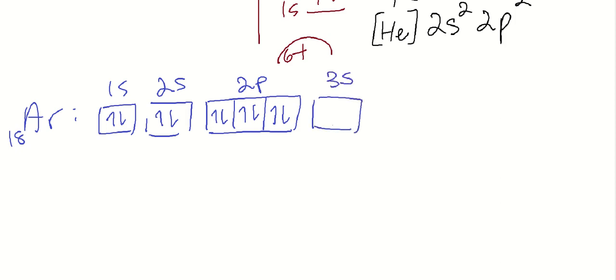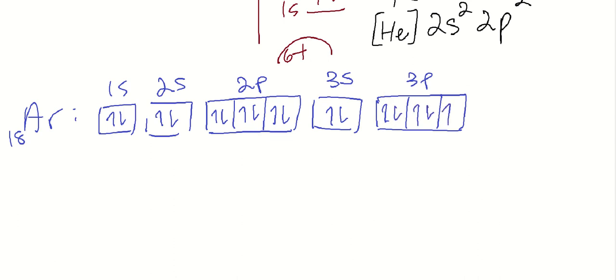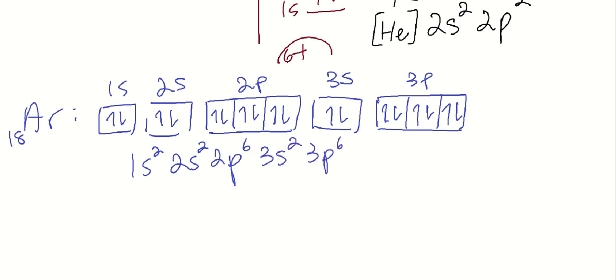3s is the next available orbital. And then the 3p, there's 3 of them. And we're going to fill all of that up, and we'll get to 18. So the electron configuration is 1s2, 2s2, 2p6, 3s2, and 3p6. And it's a noble gas, so it just gets that.